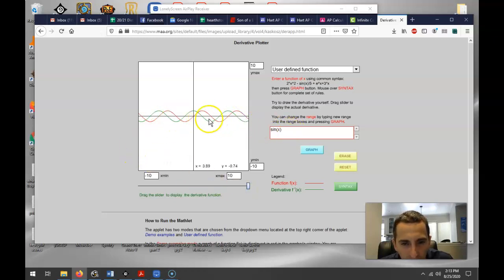So the red was sine. What is that green graph? The derivative is sine. Well, what looks like sine but starts with max? It's cosine. So by graphing this, we can see that the derivative of sine is cosine.